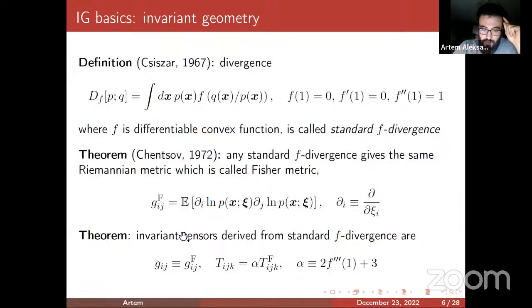And also there is a theorem that guarantees that the invariant tensors derived from any standard f divergence are given by these expressions. The very first formula is the Fisher metric, and the second formula corresponds to a three-index object, and I will define it further. And alpha is a parameter that arises from the function f. Is everything clear? Can we proceed further?